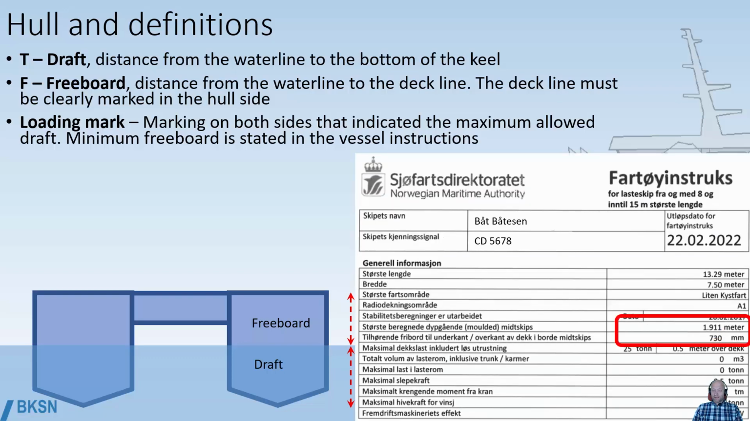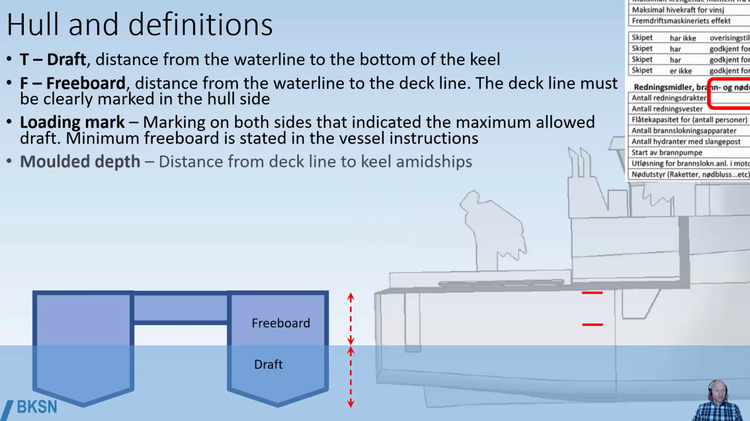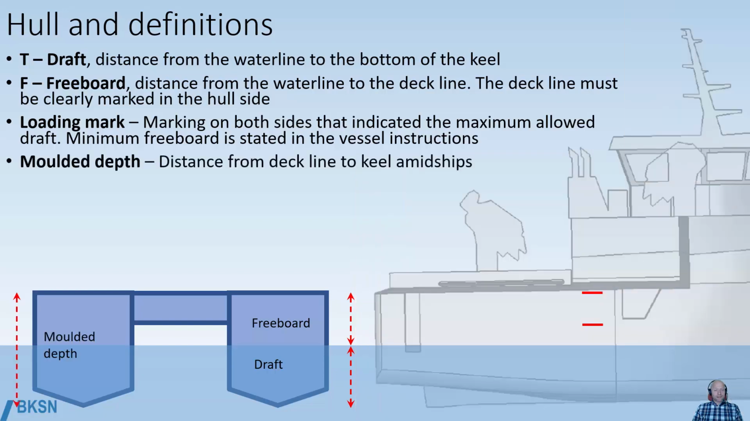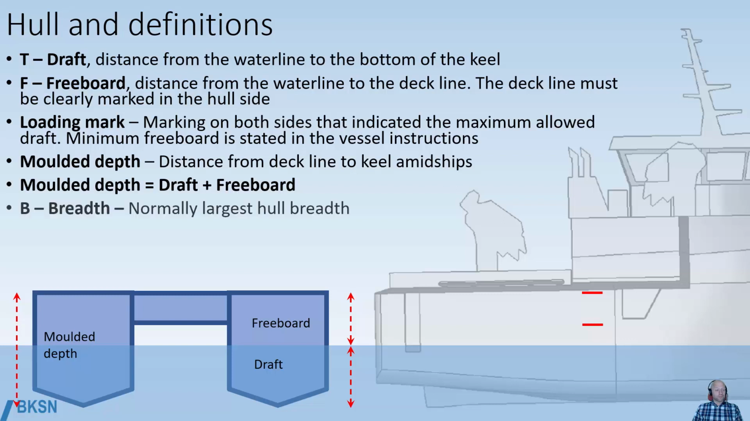And we see an example of vessel instructions here, where we have største beregnede dypgående, largest allowed draft midships 1.911 meters, and then the corresponding freeboard to the deck line 730 millimeters in this case. Molded depth, that's the distance from the deck line to the keel midships, and we see that molded depth is the same as the draft at any time plus the freeboard. That's the molded depth or molded draft.